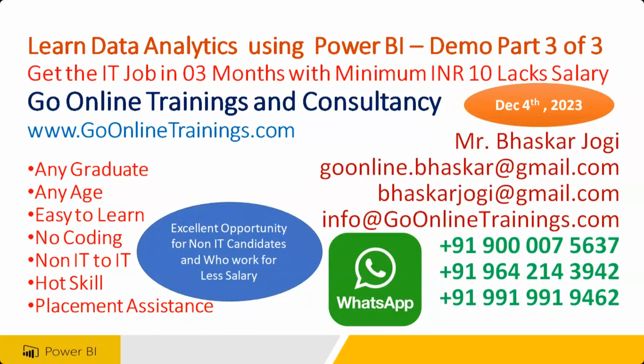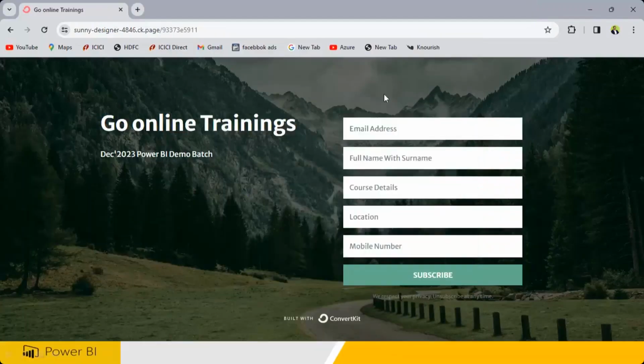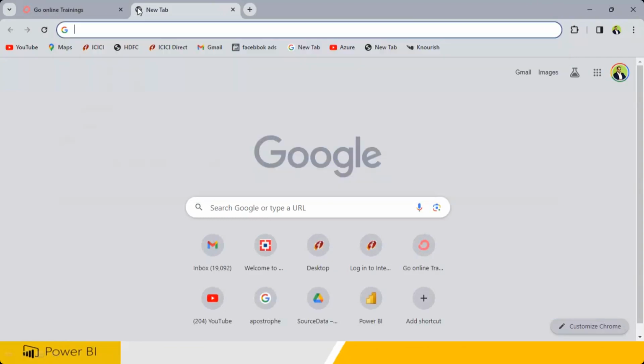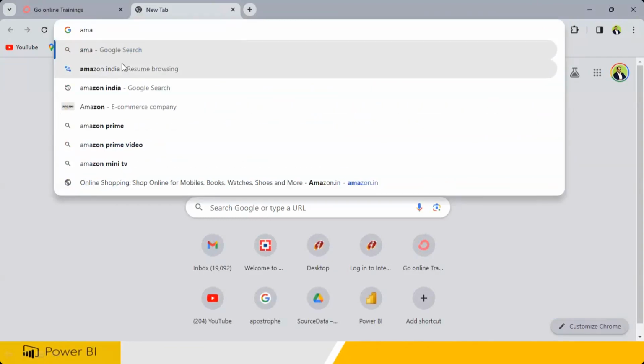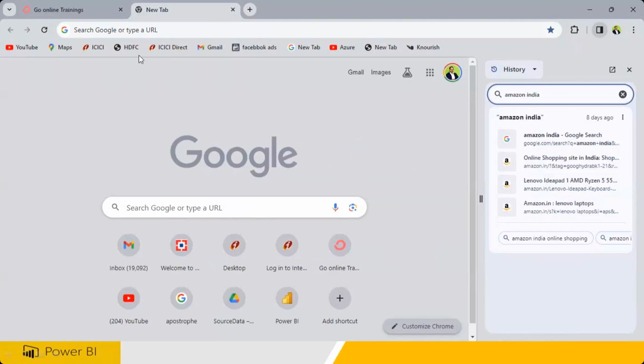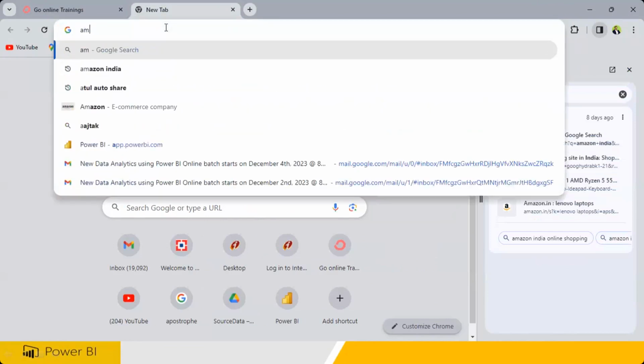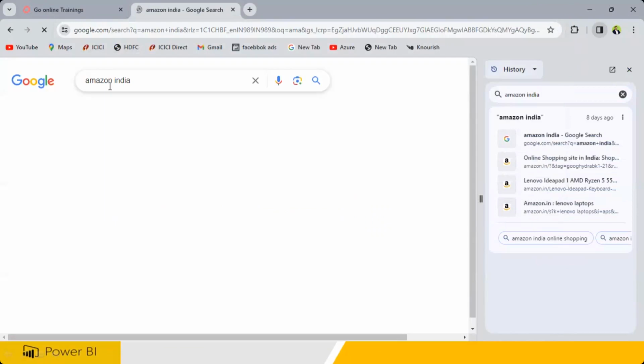Tomorrow I'll show you how to install Power BI and how to install SQL, so that you will be able to work with the Power BI demos from tomorrow itself. And what is the laptop configuration you need to have? I'll show you one laptop configuration from Amazon itself so that you can buy it. If you don't have a laptop ready, you can organize one within 1 week.